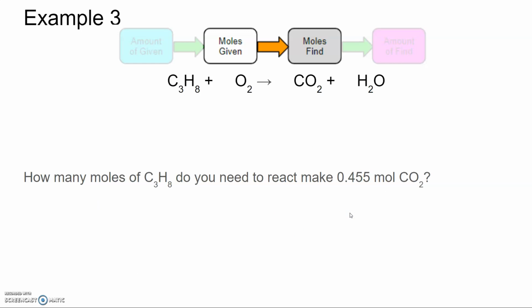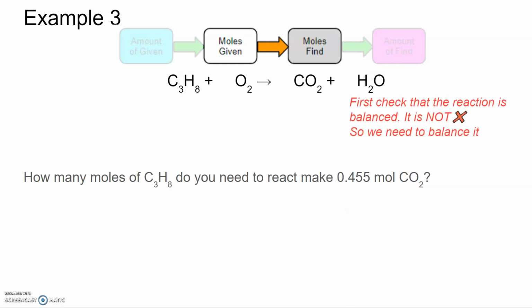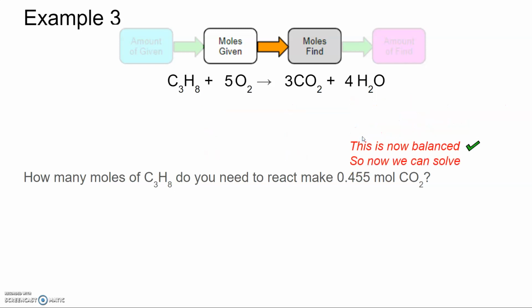All right, next example. How many moles of C3H8 do you need to react to make 0.455 moles of CO2? All right, what do you think the first step is? Right, the first thing we need to do is check to make sure the reaction is balanced, because if it's not balanced, we don't have our recipe, we won't know what the ratios are. So I check this and see that it is not balanced. You can tell that the number of each type of atom is not the same on both sides of the reaction arrow. So I need to change the coefficients. And these are the coefficients that actually balance out the equation. So now this equation is balanced.